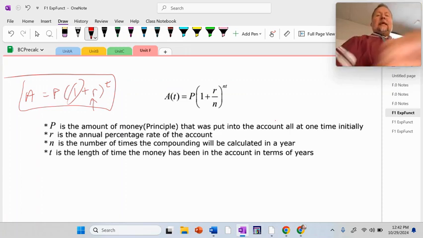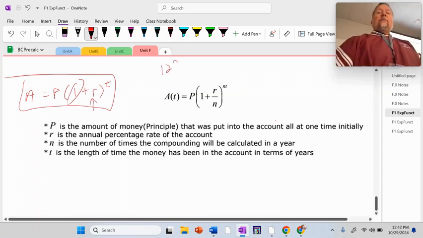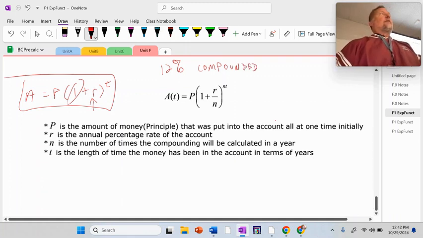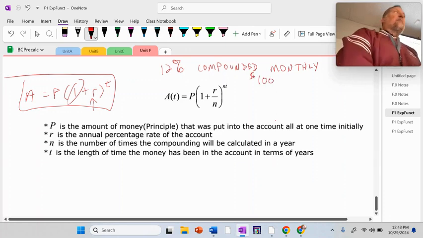But then his thing, he gets 12%. Since he's paid, he doesn't get 12%. Nobody gets that. You only get that if you invest in the stock market and have a decent year. Compounded monthly. Here's what that means. Let's say he puts $100 in. It doesn't mean he gets 12% a month.